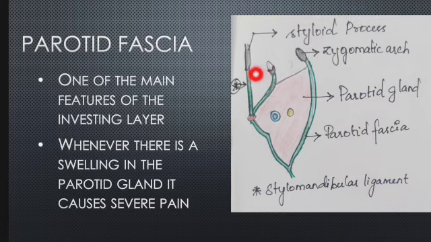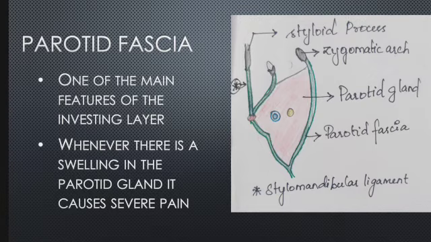This is the tympanic plate and this is the styloid process. Here the deep lamina is thin and it forms a thickening, and this forms the stylomandibular ligament, which is pierced by the external carotid artery.